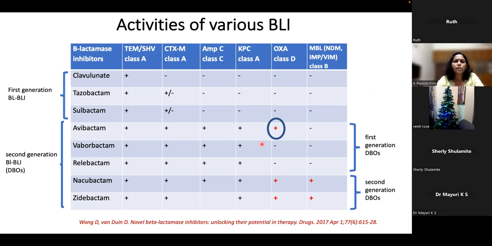So if you find your carbapenem-resistant organism is OXA-48 positive, you can still use this. But if it has NDM, avibactam will not be helping you. Avibactam is available as the ceftazidime-avibactam combination. Newer beta-lactam/beta-lactamase inhibitor combinations are coming to the market, which I will not be touching upon today.